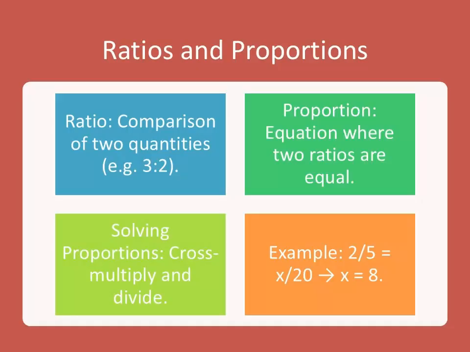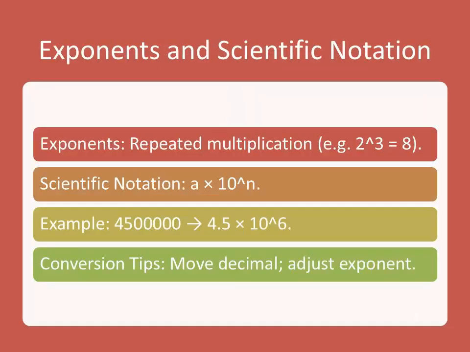You'll often solve proportion problems. If 2 out of 5 patients improved, how many out of 20 would we expect? Set up the equation 2/5 equals x/20 and solve by cross-multiplying. Ratios and proportions are used in risk analysis, population studies, and more, so this is a very useful skill to master. Finally, exponents and scientific notation.